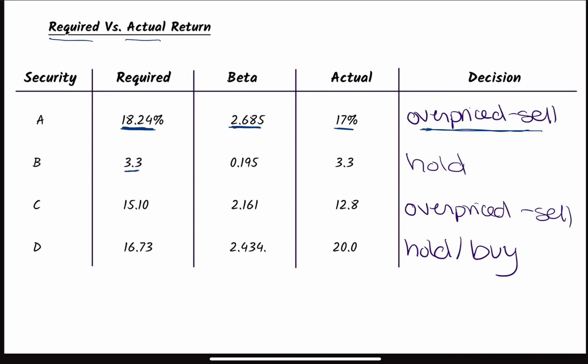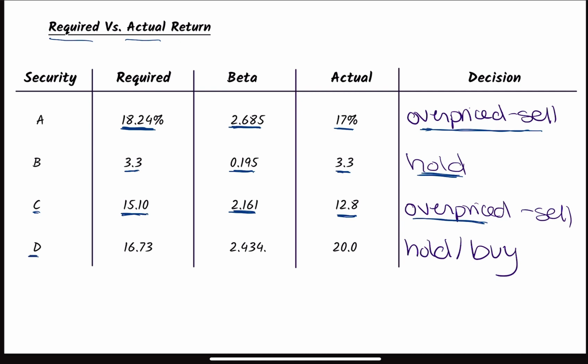For stock B, it's a 3.3% required with an actual of 3.3%, and our beta is 0.195, super low, not very risky. We're going to hold on to that sucker. Okay. For security C, we have a required rate of return of 15.10%. The actual return is 12.8%, which is lower than the required rate of return. Our beta is pretty high, 2.161. That's way risky, so we're going to sell that bad boy. We don't want that. That's too risky for us.